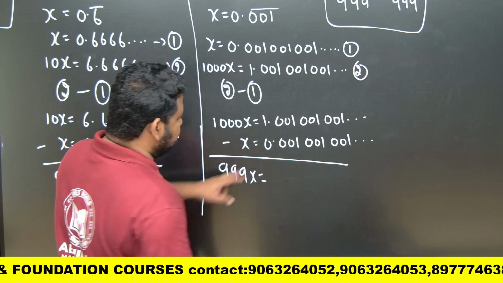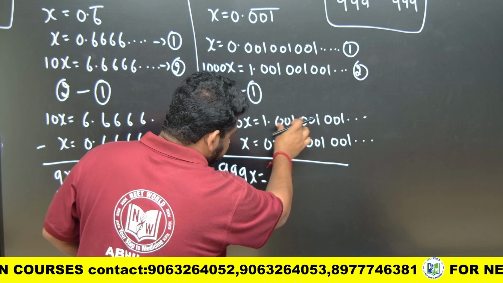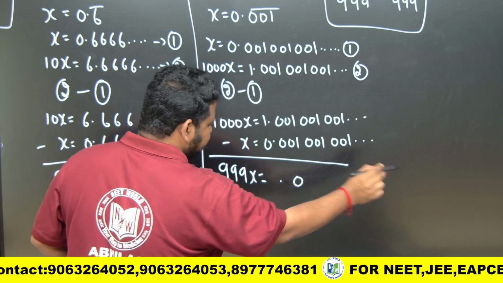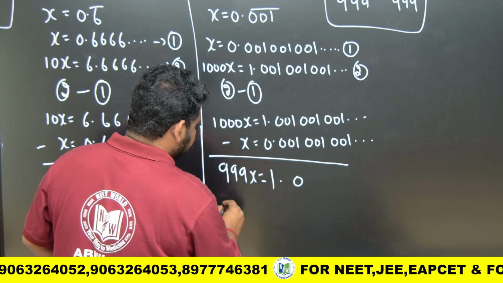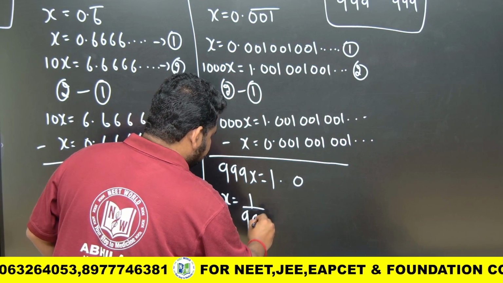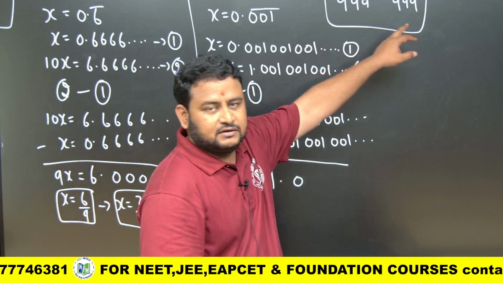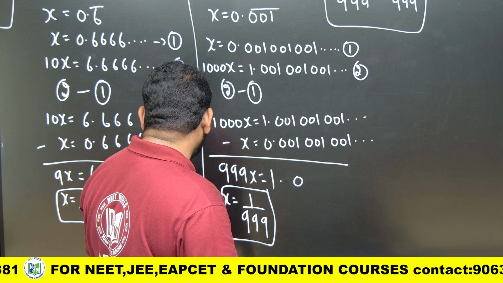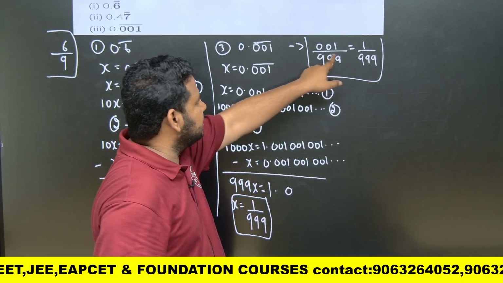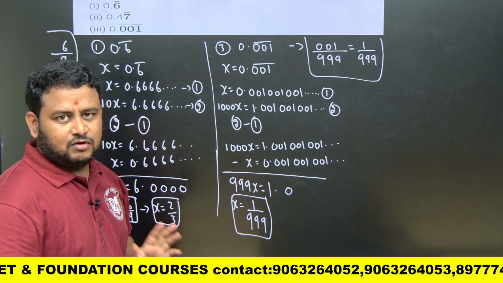This is equal to what? After the decimal, 001, 001 minus 001, 001 gives me 0 itself. Everything will be 0. 1 minus 0 is 1 itself. So x is equal to 1 by 999, which is the same as the answer I got there. Clear? 1 by 999.